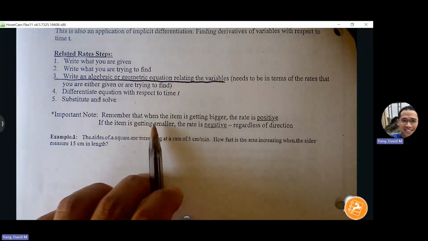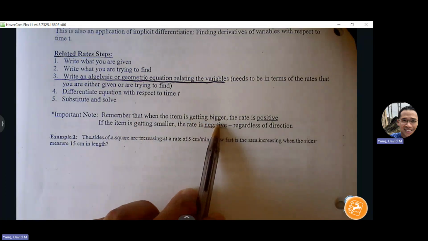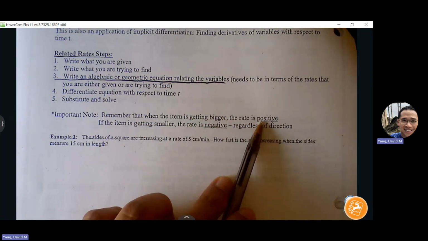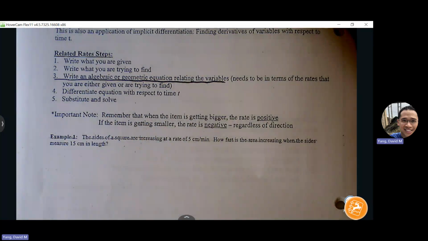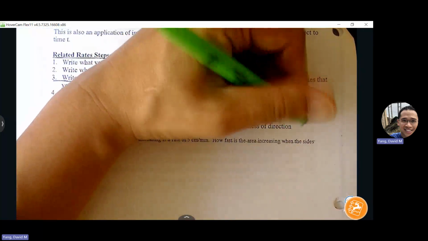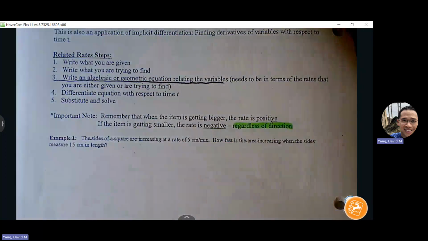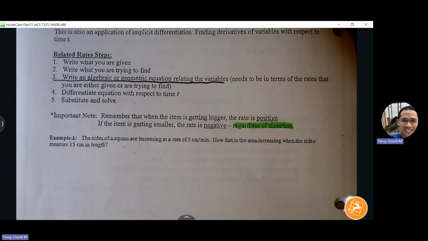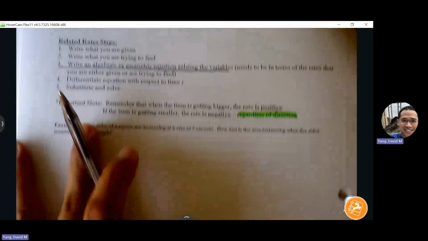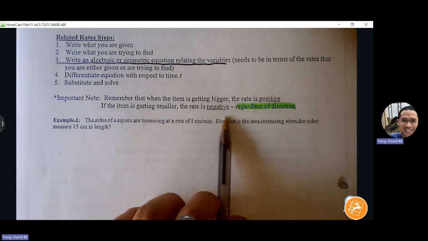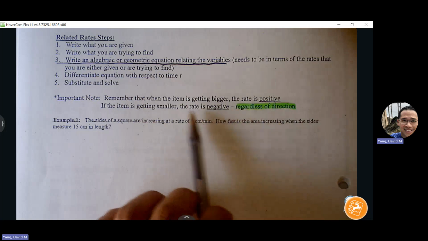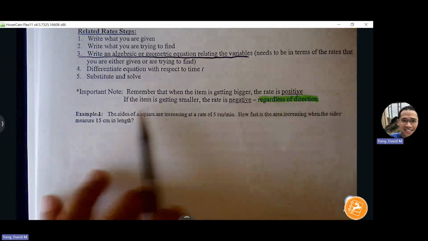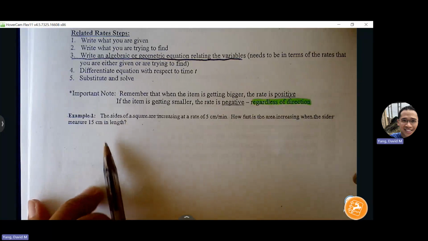Okay, some important notes here. Remember that when an item is getting bigger, your rate is positive. And if your item is getting smaller, your rate is negative, regardless of direction. I think that's something that some students have to kind of get used to. We associate certain directions with signs, right? We associate right with positive and up with positive, left is negative, down is negative, but that's not necessarily the case. Think about what's happening to that rate. If that rate is getting larger or negative, then you're going to be assigning the correct notations. We'll talk about what that looks like in these examples.